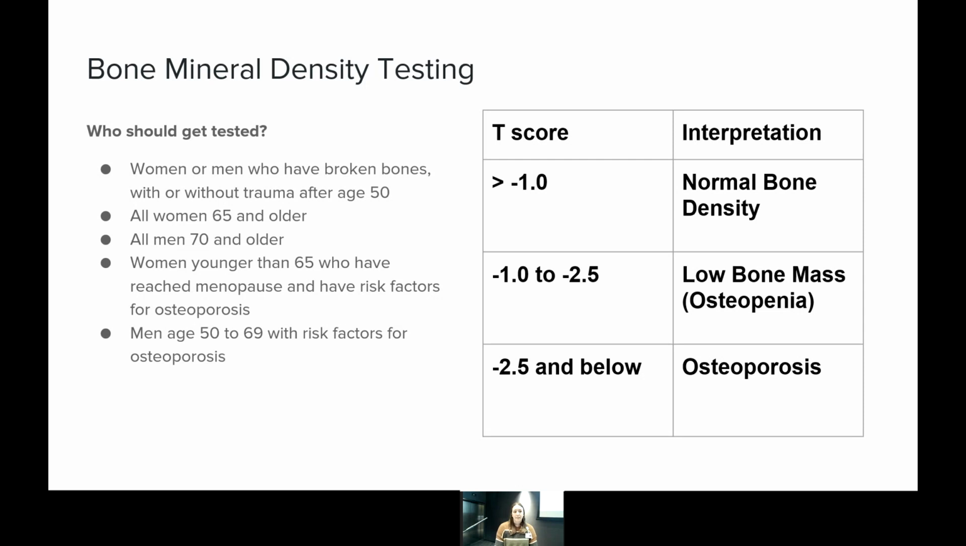So who should get tested? Women or men who have broken bones with or without a traumatic incident after the age of 50 should get tested. All women 65 and older, all men 70 and older, women younger than 65 who have reached menopause and have risk factors for osteoporosis, men age 50 to 69 with risk factors for osteoporosis.